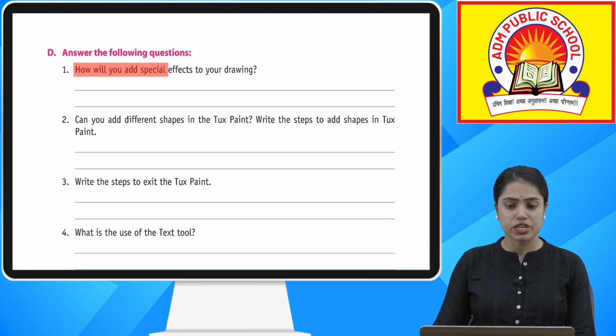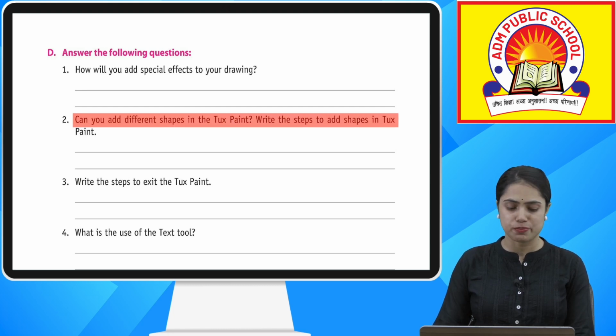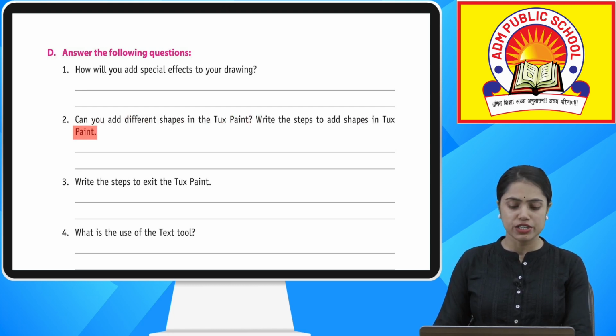Answer the following questions. How will you add special effects to your drawing? With the help of the magic tool. Can you add different shapes in Tux Paint? Write the steps to add shapes in Tux Paint. Filled and unfilled shapes can be drawn in different colors and at various angles using the shapes tool. The stamp tool allows a wide array of pre-drawn and photorealistic images to be added to a drawing. Write the steps to exit Tux Paint. With the help of the quit tool, you can exit Tux Paint.